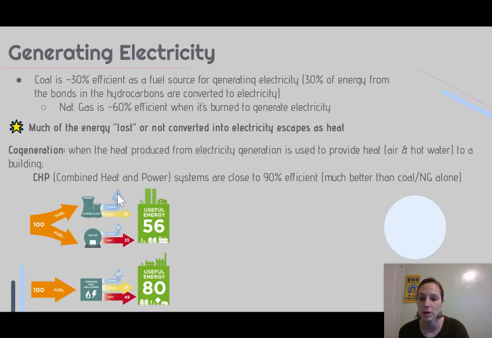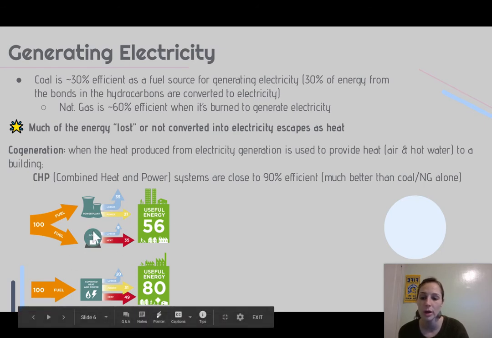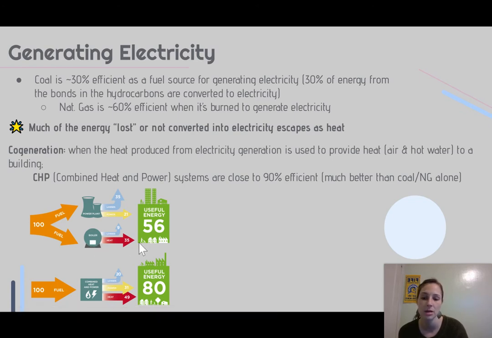So with a power plant, you're losing about 35% of it, and then 21% of it is going to go into useful energy. With your boiler, you're going to lose some of it as heat. You're going to have some more of it as usable heat that is actually warming the buildings. And so that's going to be kind of our effectiveness here.